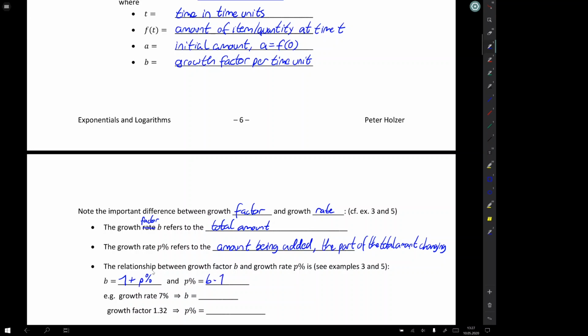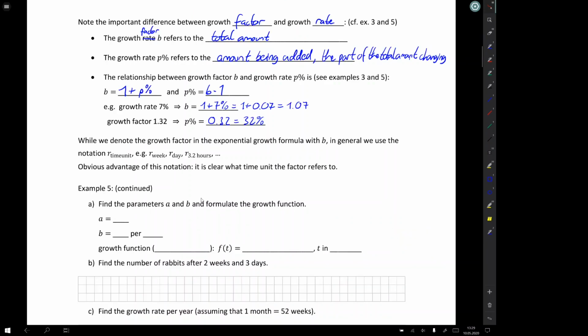So let's look at two examples. If the growth rate is 7%, then b is 1 plus the 7%. So I get 1 plus 0.07, so I have 1.07. If I have a growth factor of 1.32, what do I have to do to find the growth rate? I have to subtract 1 from the 1.32. So I get 0.32, and I can write that as a percent. That's 32%.